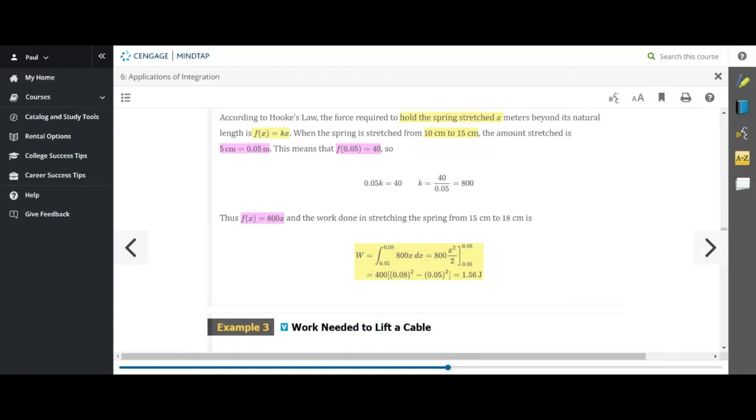And then the spring is stretched up to 18 centimeters, but 18 centimeters is 8 centimeters beyond its natural length. So that's 0.08 meters beyond its natural length. And that's why your limits are from 0.05 to 0.08. And when you integrate it, you get 1.56 joules.